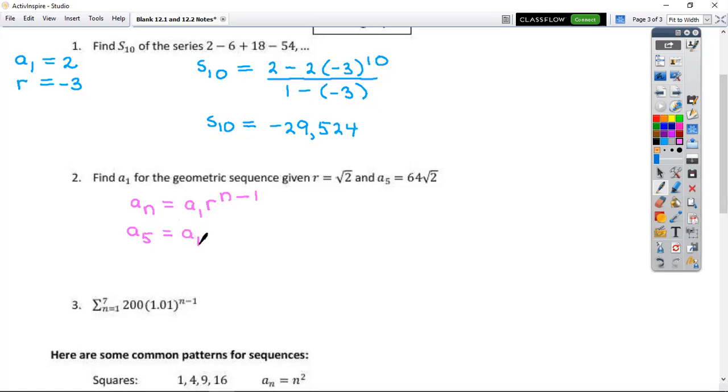And then a sub 1, and then r, and then 5 minus 1. And you're going to sub in. Fifth term is 64 radical 2. And the first term is unknown. And the r value is the square root of 2. And then power to the 4th.